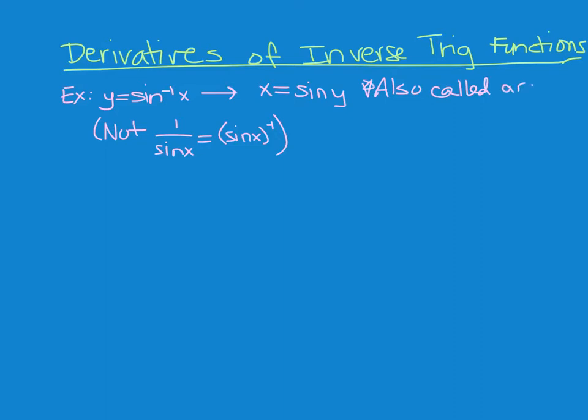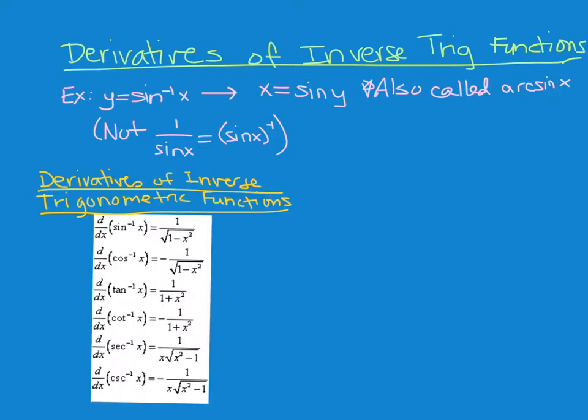So you're going to see sine inverse written either as arcsine or inverse sine. A lot of times we use the arc notation because people get really confused about that negative 1 and they think it's the same as cosecant. So just make sure that you do not write this as 1 over sine.